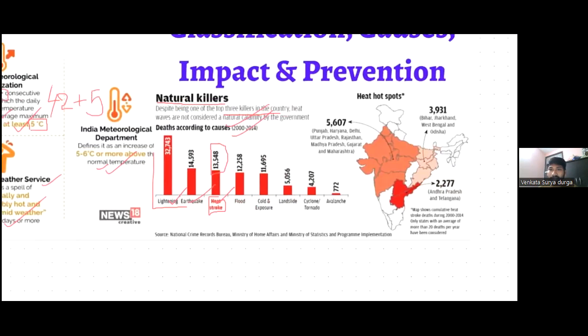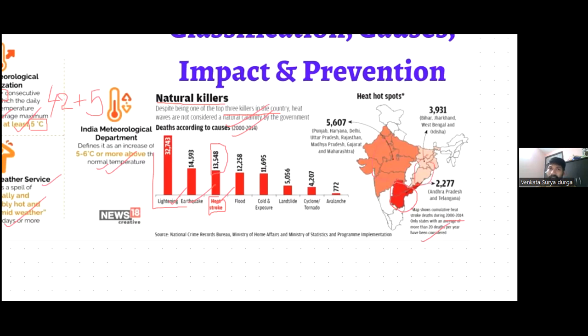In India, these are the areas more vulnerable to heat waves, right? This map shows the cumulative heat stroke deaths during 2000 to 2014. Only states with more than 20 deaths per year have been considered, right? So these are the areas highly vulnerable to heat waves. They are marked in red color.